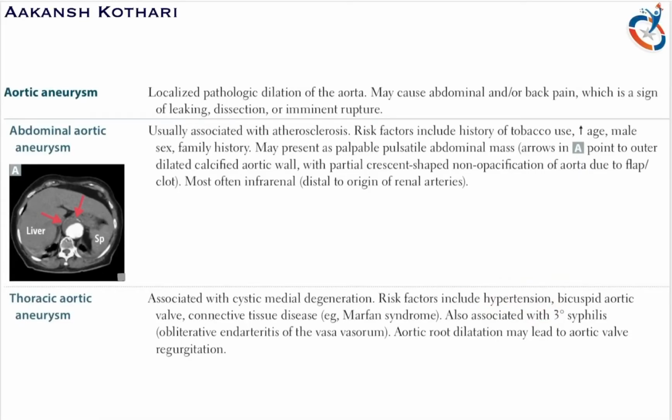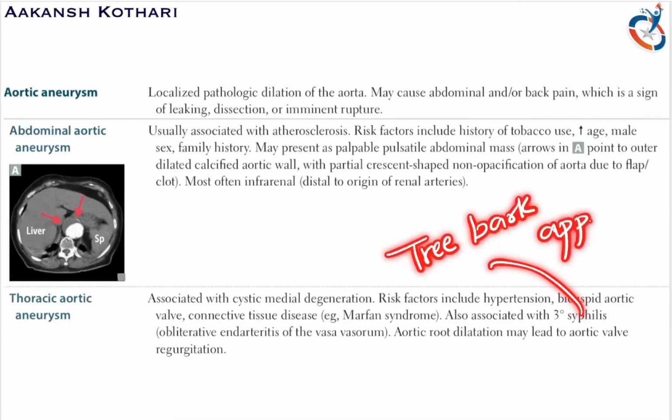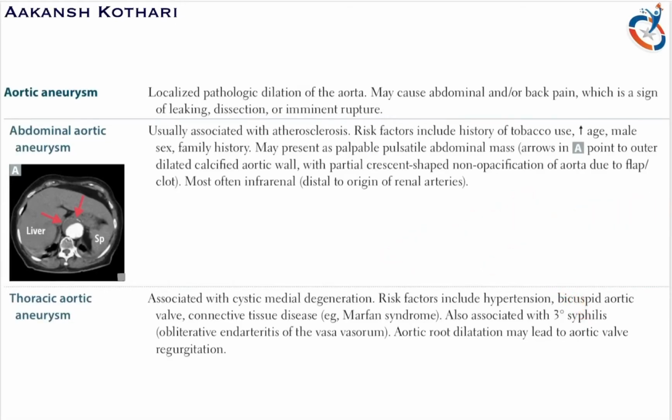Now, the thoracic aortic aneurysm is also associated with tertiary syphilis. Now, whenever it is associated with tertiary syphilis, there is a classic tree bark appearance. Tree bark appearance. Please remember that. Is it clear? Now, due to tertiary syphilis, there is an obliterative endarteritis of vasa vasorum, which causes the tree bark appearance. Am I clear?